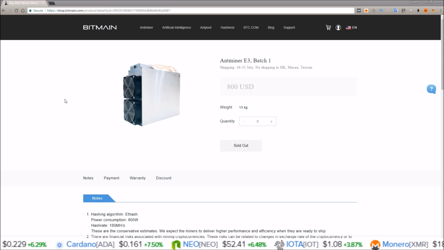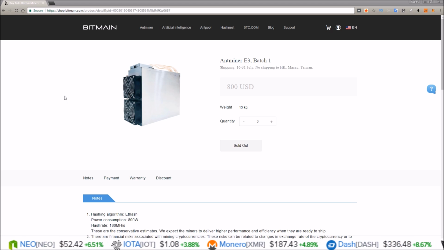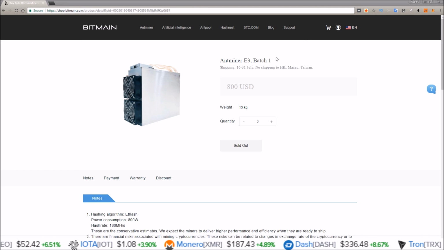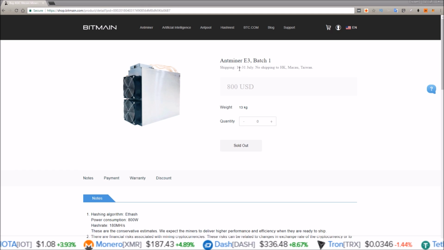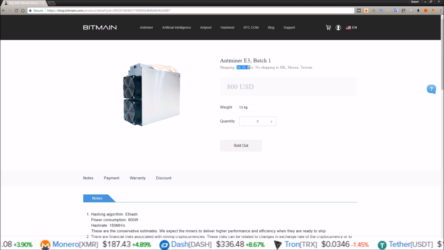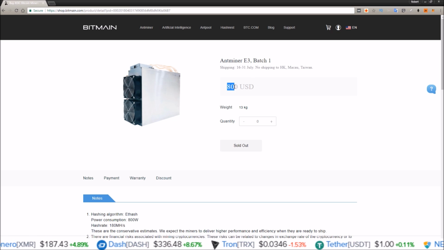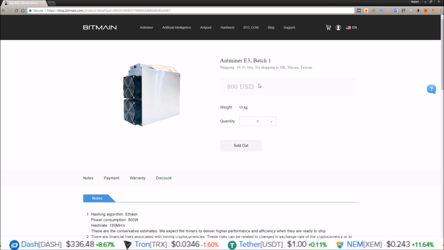My name is Rob. Antminer E3 is on sale, but has already sold out for batch 1. These units will be available between the 16th and 31st of July and are only costing $800 USD. Really good price for these things.